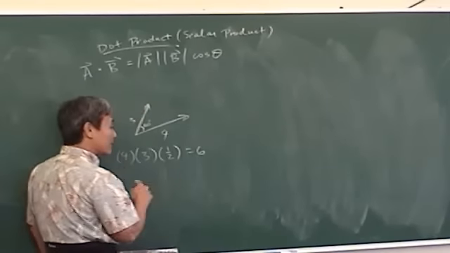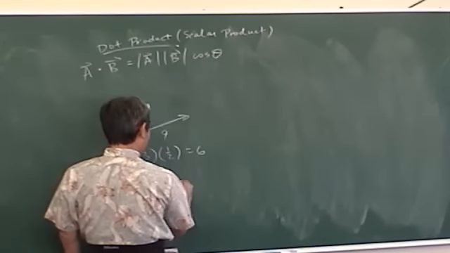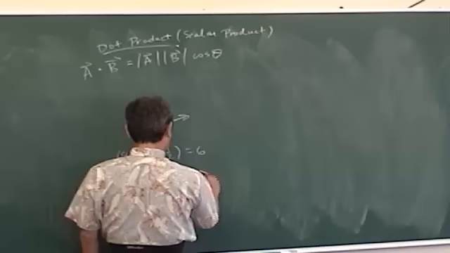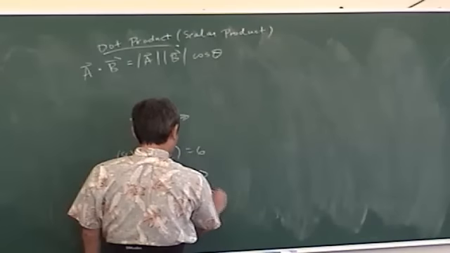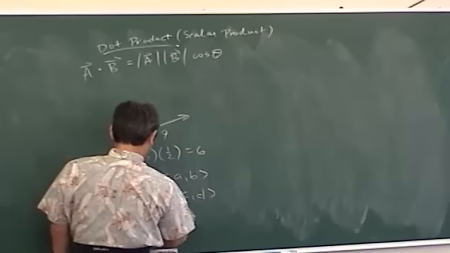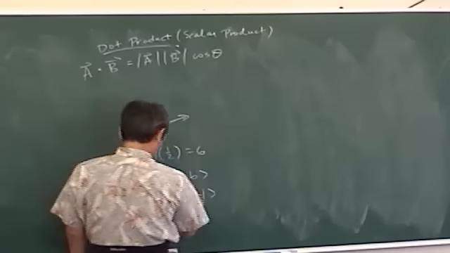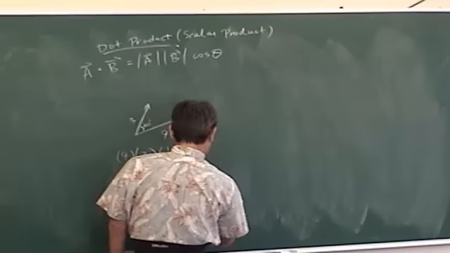If two vectors are in component form, so if vector A is in component form, let's call it (a, b), and vector B is in component form, let's call it (c, d), then to compute the dot product, this is all in your notes by the way, all you have to do is multiply the x components, multiply the y components, and then add them together.